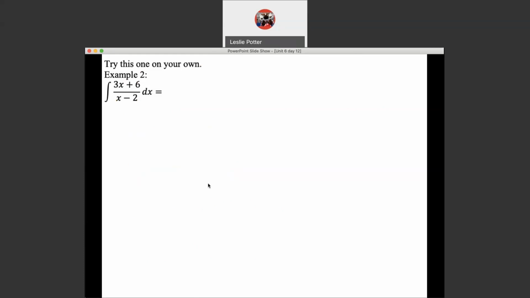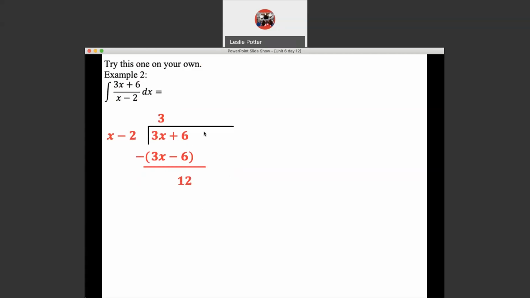Okay, if you're tuning back in, I'm assuming you've tried this on your own and you're just looking at this to check the answer. So we're going to go ahead and do the long division here. This x minus 2 goes into 3x plus 6 3 times. So we multiply that by 3 and that by 3 to get this and subtract it. And when we do, 3x minus 3x is 0. 6 minus -6 is 12.